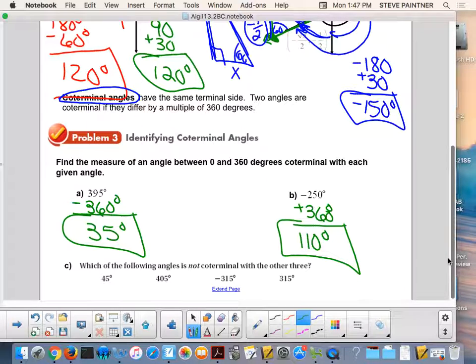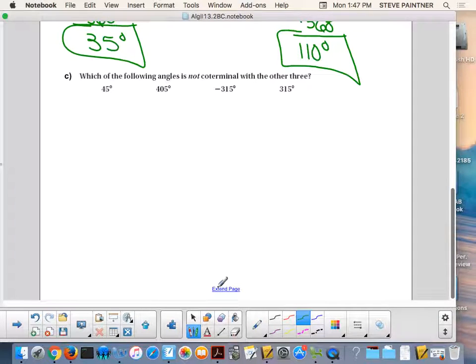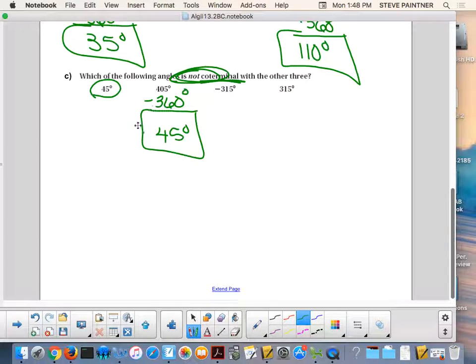All right, last question. It says, which of the following four angles is not coterminal? So three of them are, one of them isn't. Think about it. Okay, you know which one I like? Out of the four, which one do you like? 405. Okay, 405 is pretty easy, right? Get that one to be between 0 and 360. Once you subtract a circle, you'd end up where? 45. So these are coterminal.